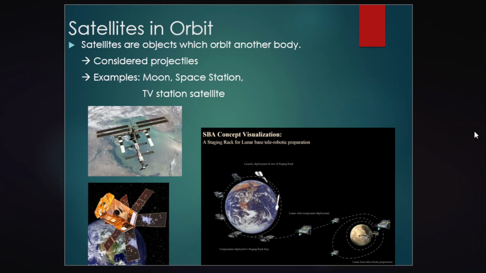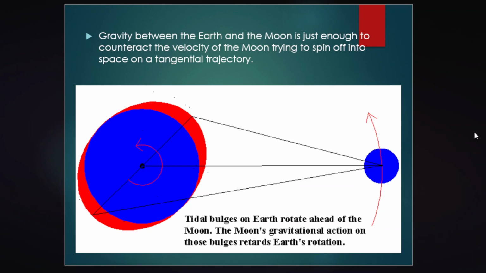Satellites are a really great example. Gravity between the Earth and Moon is just enough to counteract the velocity of the Moon trying to spin off into space on a tangential trajectory. And again, as soon as you start going into how the tides are affected by the Moon, you get tidal bulges, where the Moon's pulling the water upwards closer towards it. It actually does slow down the Earth's rotation a bit.